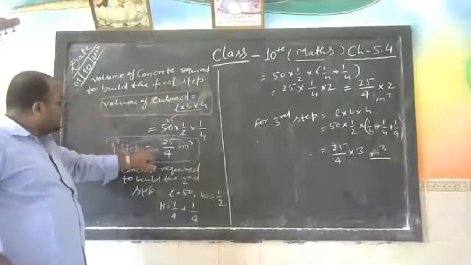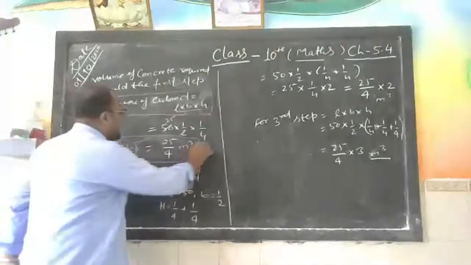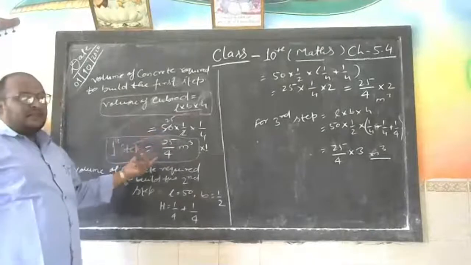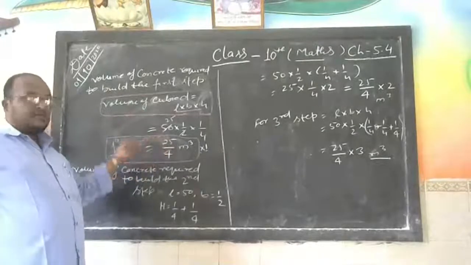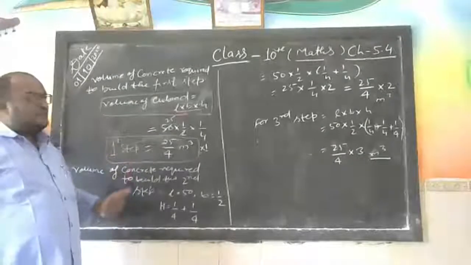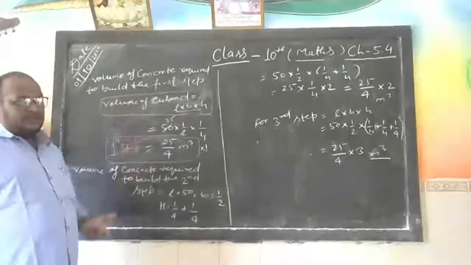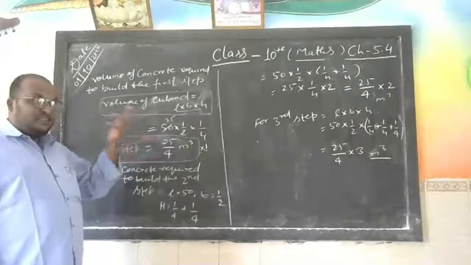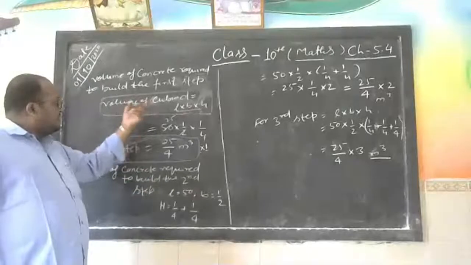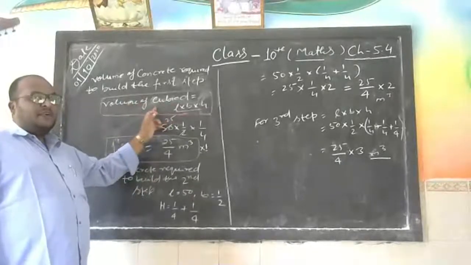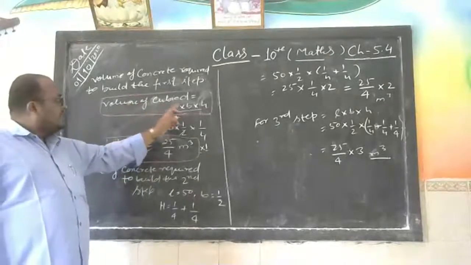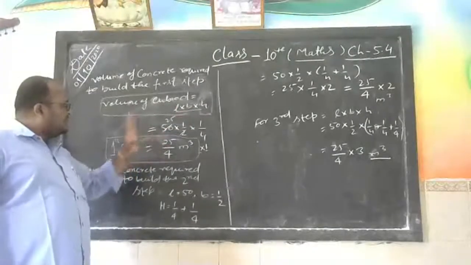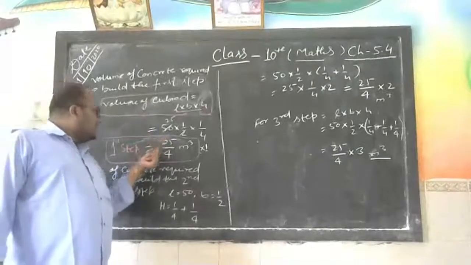This is the volume for the first step. You may also write here multiplied by 1. The volume required to make a stair or a step, which means the volume of concrete required to build a step, a stair, which is in the shape of a cuboid. So you are using the formula of the cuboid, volume of the cuboid, L into B into H. So the total volume required for the first step is 25 upon 4 meter cube.